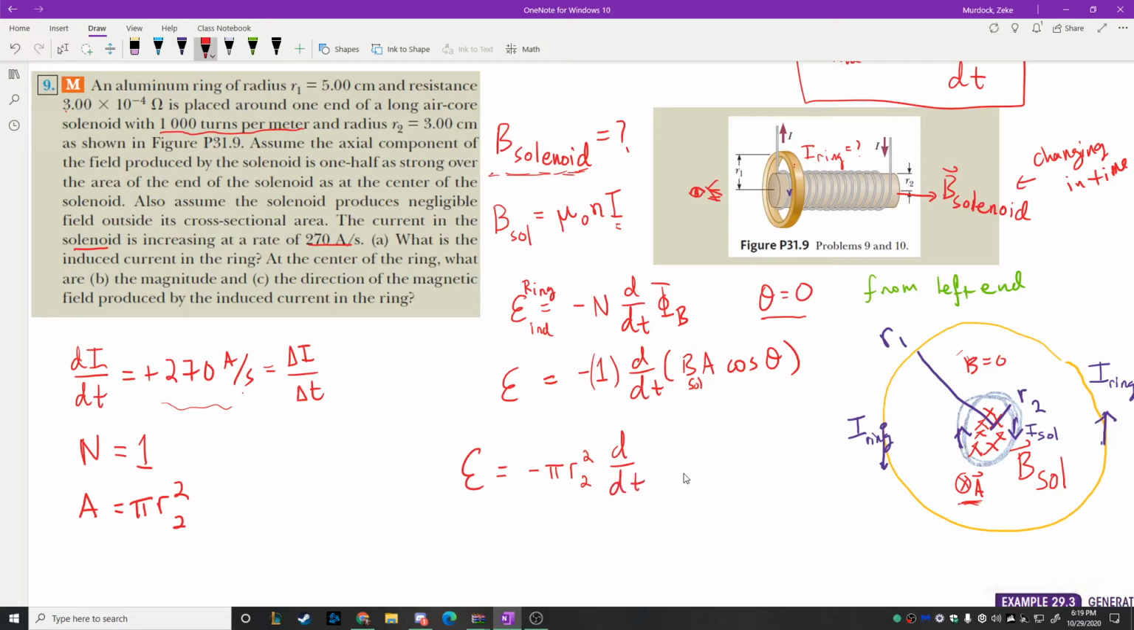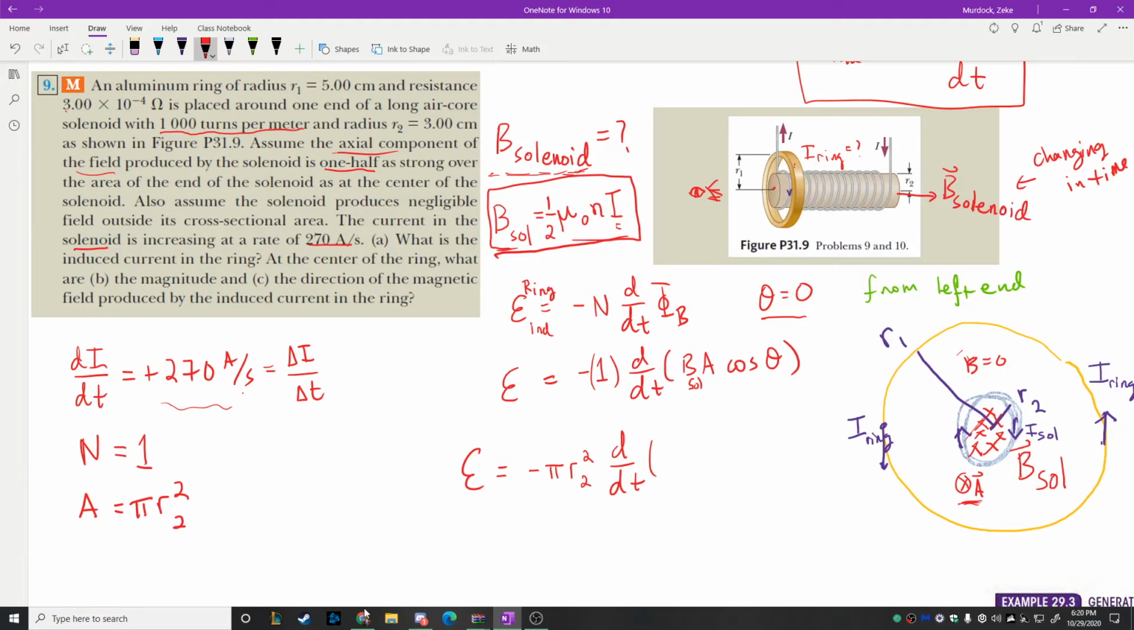So let's just leave the derivative part there, and let's plug in what we have for the magnetic field of the solenoid. But I'm going to mention one other thing here. This isn't that important, but the problem says to assume that the axial component of the field, axial just meaning pointing along the axis of the solenoid, produced by the solenoid is 1/2 as strong over the area. That means this expression is the magnetic field of the solenoid at the dead center of it, the place where it's strongest. On average, that's going to get smeared out, and it's going to be about 1/2 of that over the end.